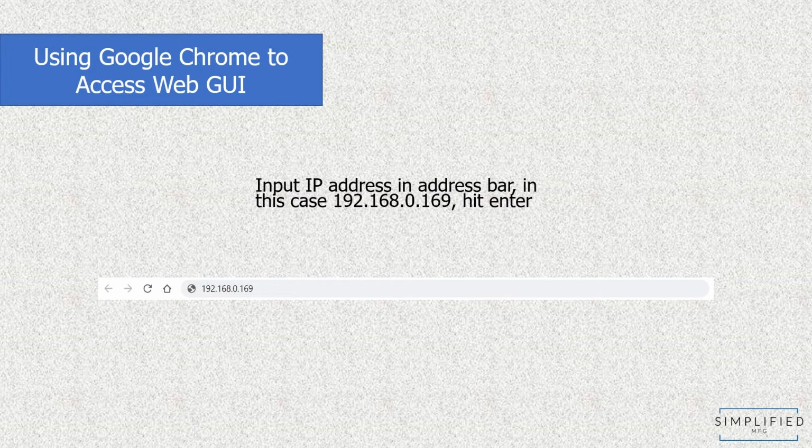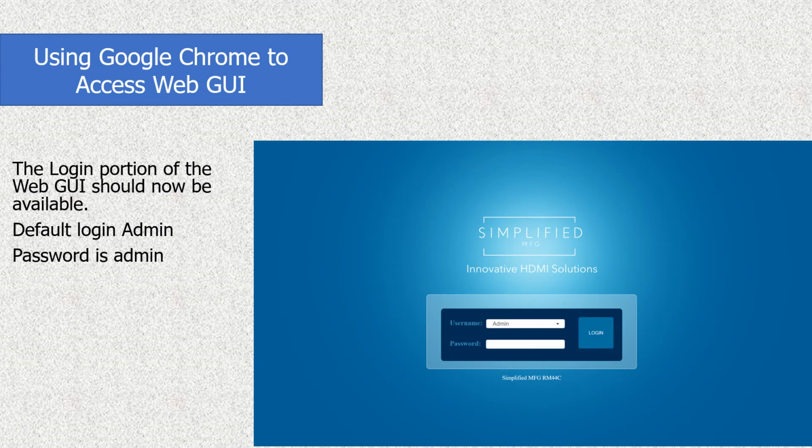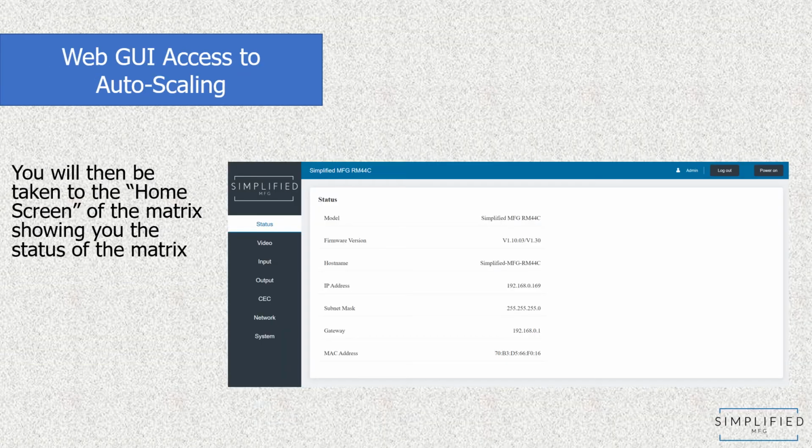Now, I'm going to go to my Google Chrome browser, and I'm going to type that IP address in the address bar. In this case, again, 192.168.0.169, and then simply hit enter. Now, once you've done that, you'll be presented with the main web GUI page. The default login is admin. The password is lowercase admin. So type in lowercase admin and hit enter. You will now be presented with the main page.